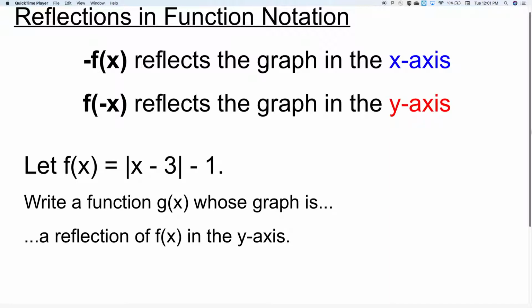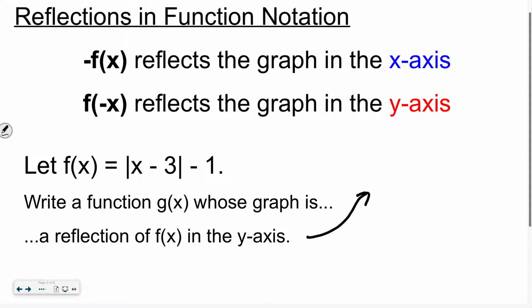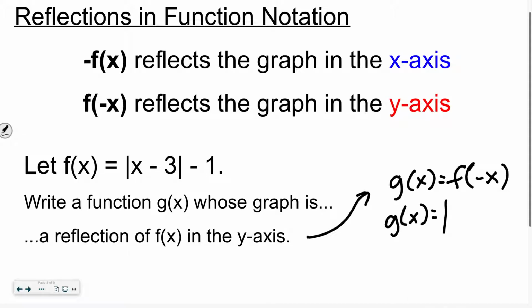Okay, we're going to reflect it in the y-axis. If you reflect it in the y-axis, do you make y negative or x negative? X negative. So I'm going to do my function notation. G of x equals, and in function notation it's f of negative x, which just means I would go to this f of x. Wherever I see x, I will write negative x. So that will look like g of x equals absolute value, negative x minus 3 minus 1.